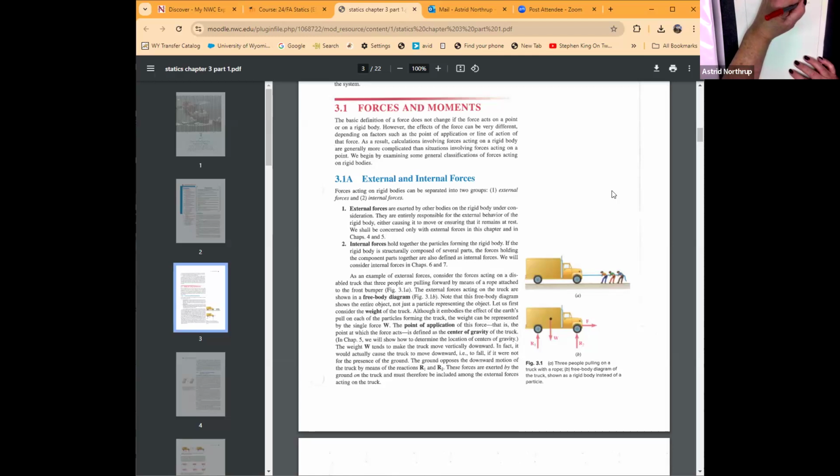So in other words, some forces are not applied, but they are just reactions due to the nature of the object. So for example, if you look at the truck, the guy pulling on the truck is an external force, and it's also an applied force. However, in order for the truck to sit on the roadbed, the roadbed has to push back up on the truck. And although that is an external force, it's not an applied force.